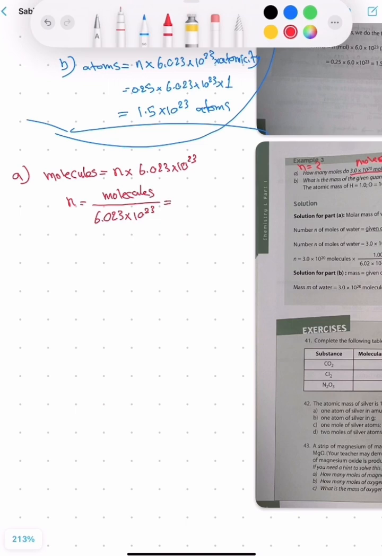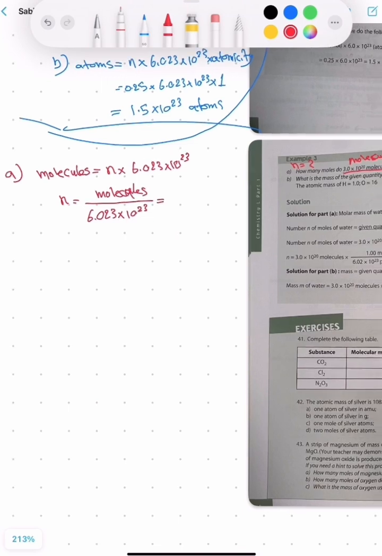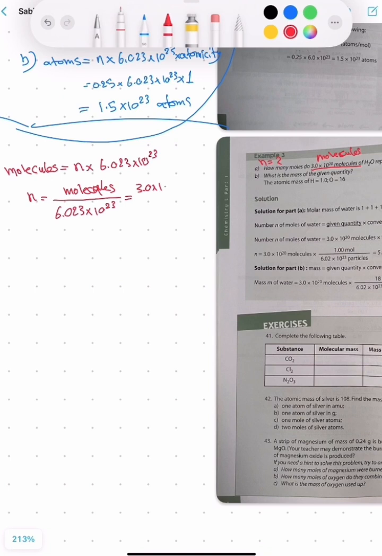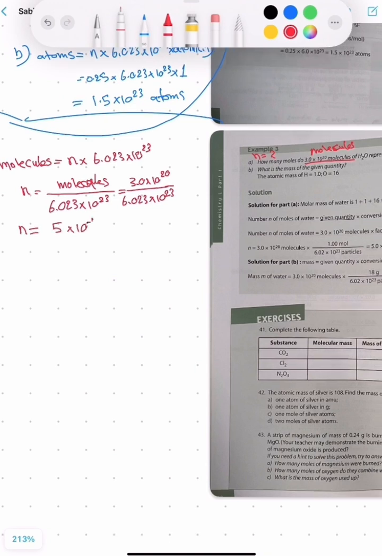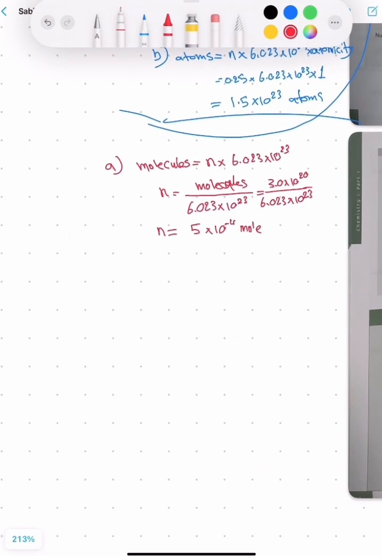How many molecules do we have in the question? We have 3 times 10 to the power of 20 over 6.023, which is Avogadro number. Number of moles is equal to 5 times 10 to the power of -4 mole. Some students might ask, why didn't we use number of moles equal to mass over molar mass? Because we do not have mass to do that.